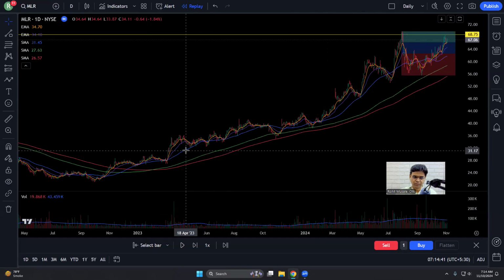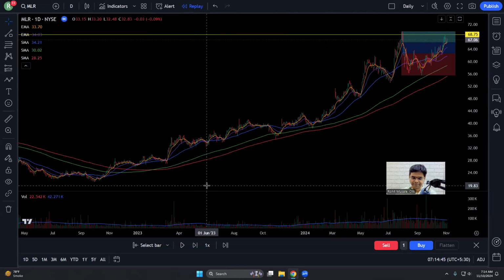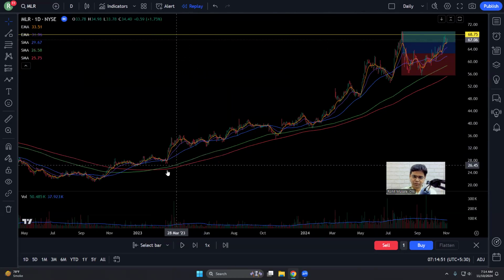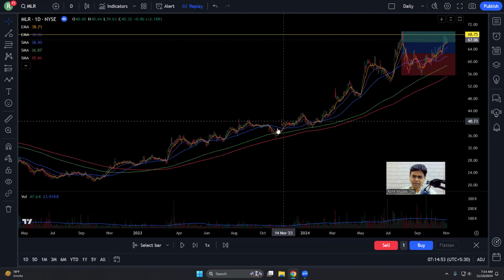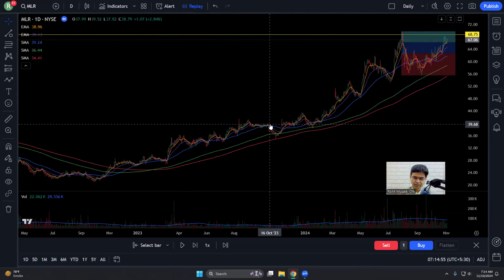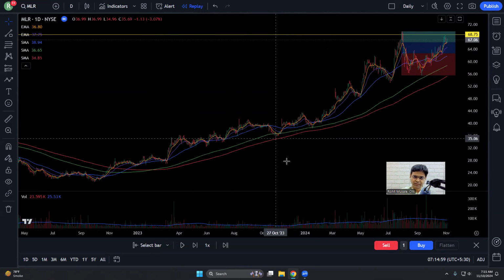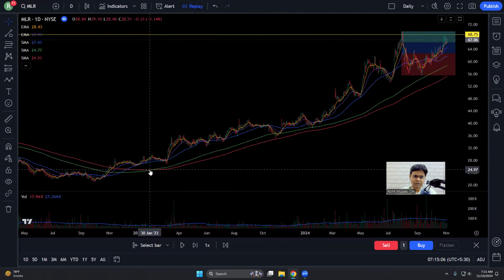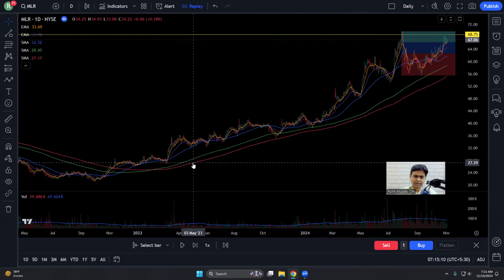Okay, so blue is above the green, green is above the red. That's the basic criteria. The stricter criteria is the price is above all the three moving averages. During these 2 years, sometimes the price has come back below at least the blue line, sometimes below the green line, as you can see here. But just purely looking at the moving averages, ever since February 2023, the blue has been above the green and the green has been above the red.